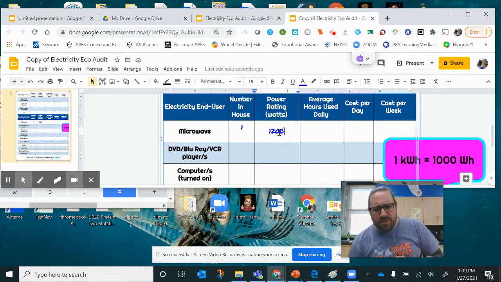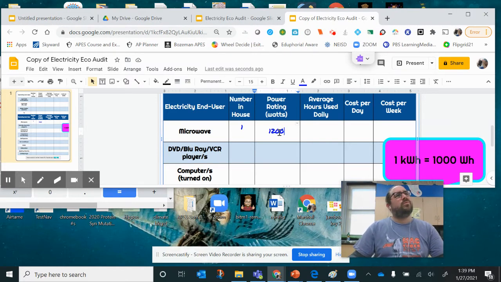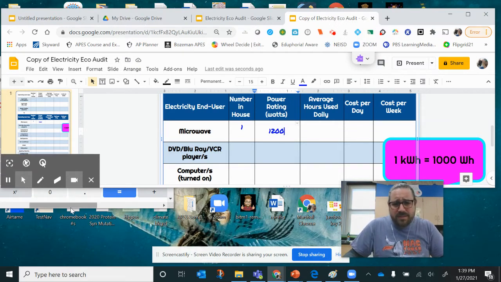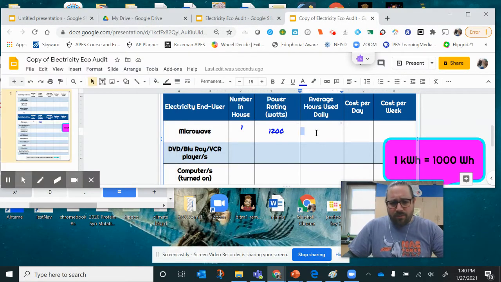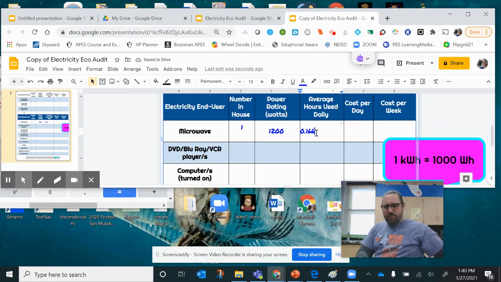How many hours do I use a microwave for? That's like 10 minutes, maybe, let's say. I use it like 30 seconds here, 30 seconds there. I'm going to try my best and say that's 10 minutes. So 10 minutes, how many hours is that? Well, 10 divided by 60 minutes in 1 hour is 0.1666 hours. Okay, that's how many hours I use it for.